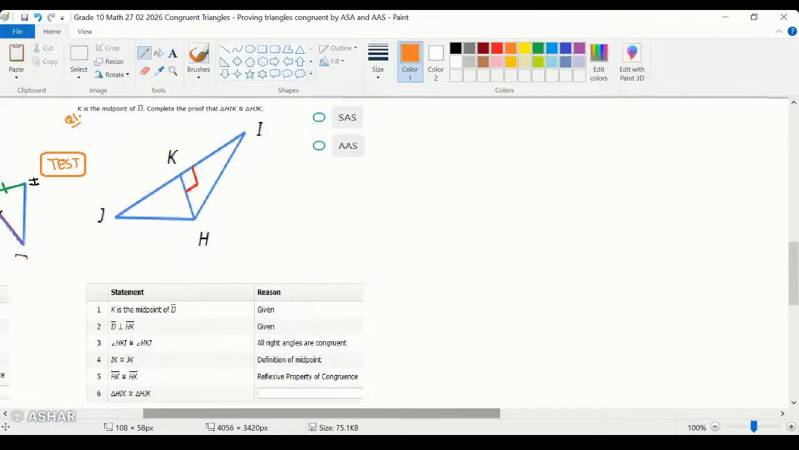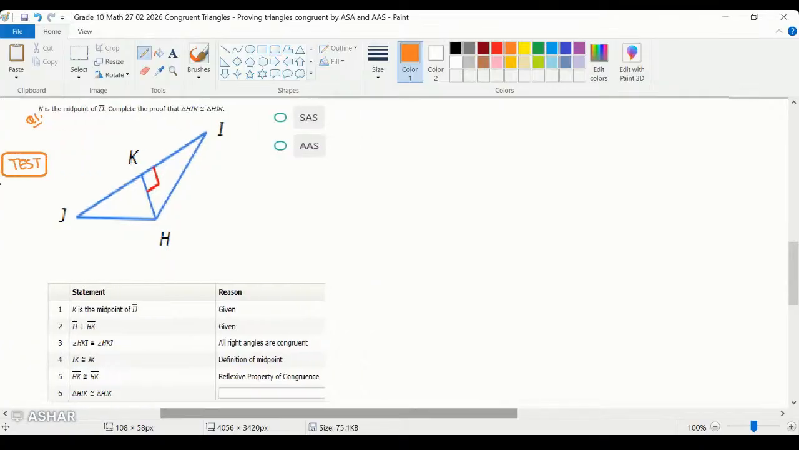Okay. So what should be the answer? Should it be side angle side or angle angle side? They are telling us that this is the midpoint. That means this length would be equal to this length. If this was 90, then this would be 90 as well. And we have one common side. So what information do we have? We have been given, do we have two angles or two sides? It all depends on the information that has been provided to us. Do we have two angles or two sides?